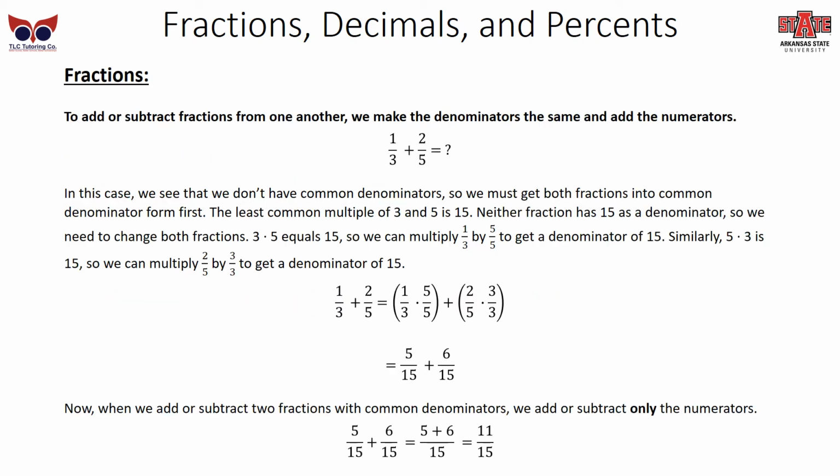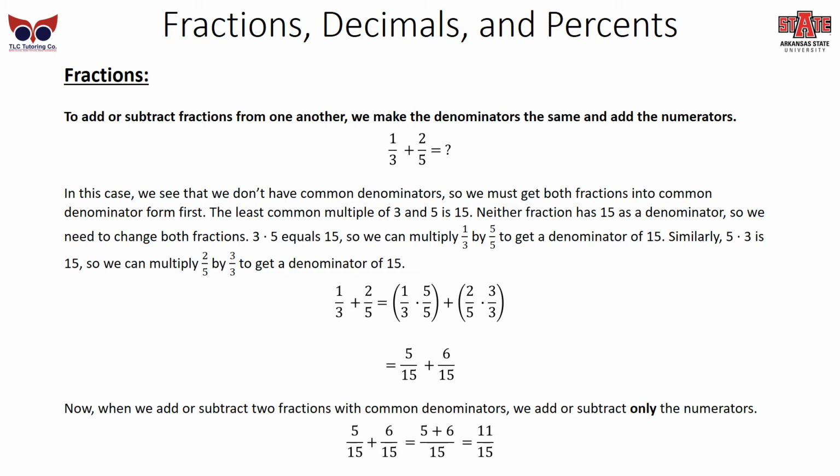Now, if we want to add or subtract, there's a few extra steps. We have to make the denominators the same. We need a common denominator. Well, we can see here I have 1/3 and 2/5. Those are not common. I've got to find a way to get a common denominator. So the least common multiple of 3 and 5 would be 15. Neither fraction has 15, so we're going to have to change them. We're going to scale them up.